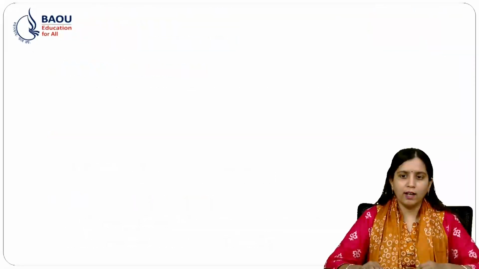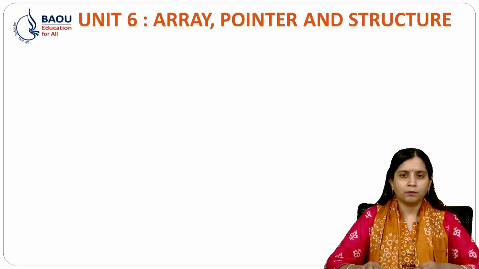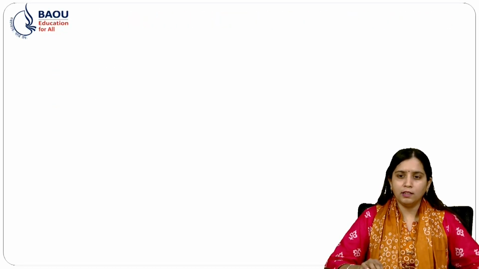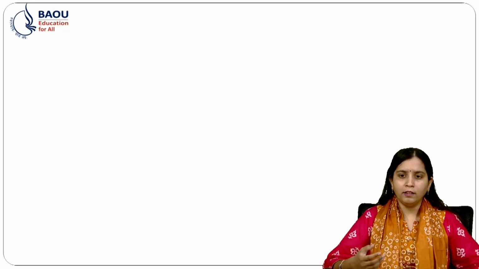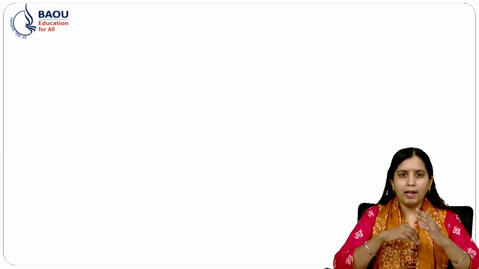Our today's agenda is to learn about structure and union in detail. So, what is structure? Structure is a collection of related data items which can be of different types held together in a single unit. All the elements of structure are stored at a contiguous memory location. The data items enclosed within a structure are known as its members, which can be either int, float, character, etc.